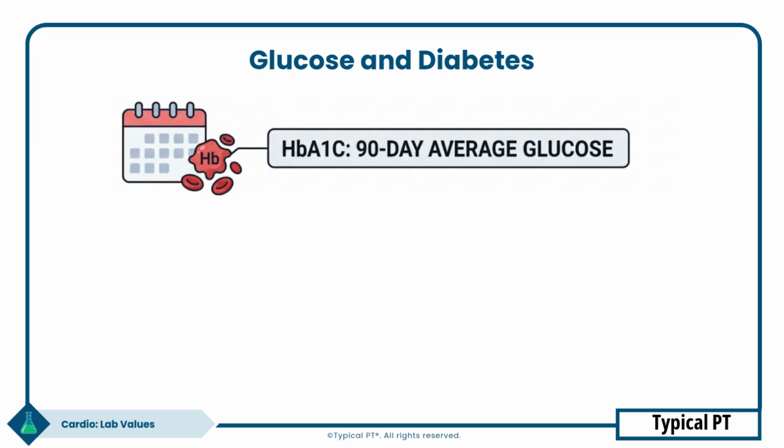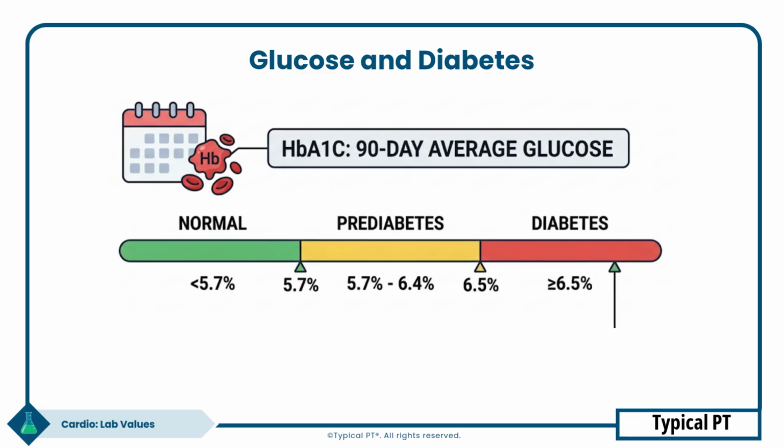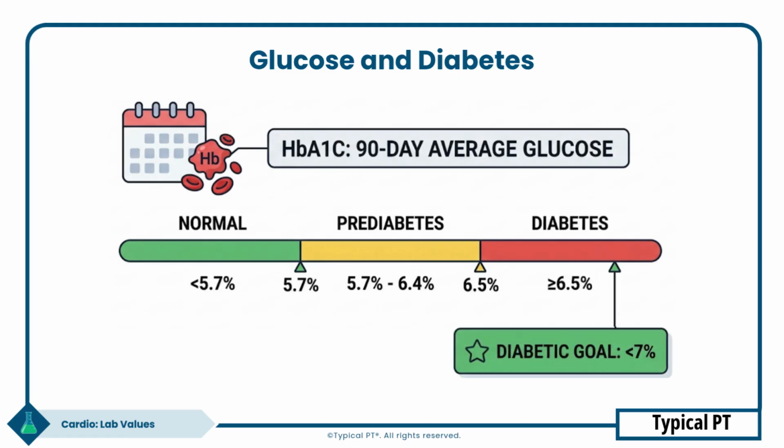Hemoglobin A1C measures average blood glucose over the past 90 days, which makes it a better indicator of long-term glucose control than a single reading. Normal is below 5.7%. Between 5.7 and 6.4% is prediabetes. Above 6.5% is diabetes. The goal for diabetic patients is below 7%.